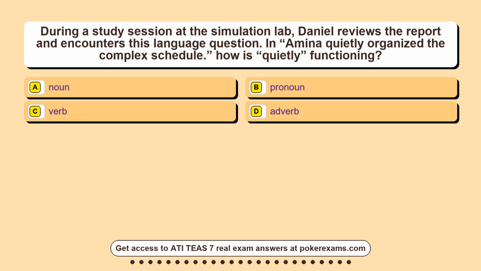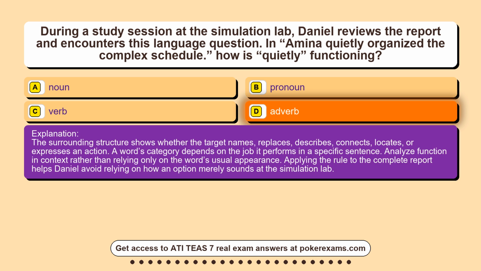Question 20. During a study session at the simulation lab, Daniel reviews the report and encounters this language question. In Amina quietly organized the complex schedule, how is quietly functioning? Option A, noun. Option B, pronoun. Option C, a verb. Option D, adverb. The correct answer is option D, adverb.